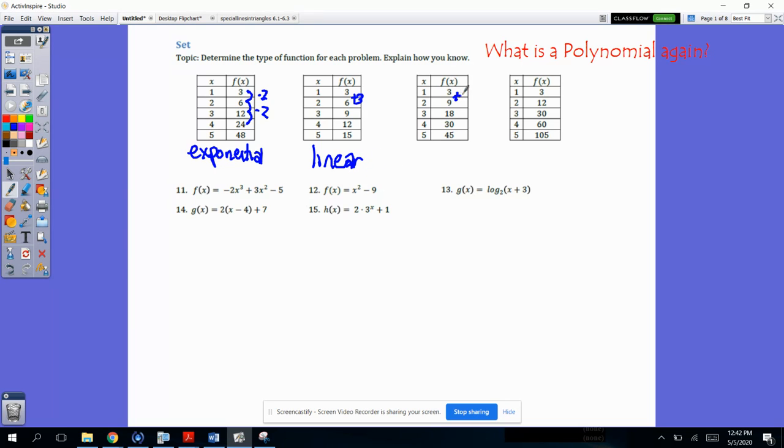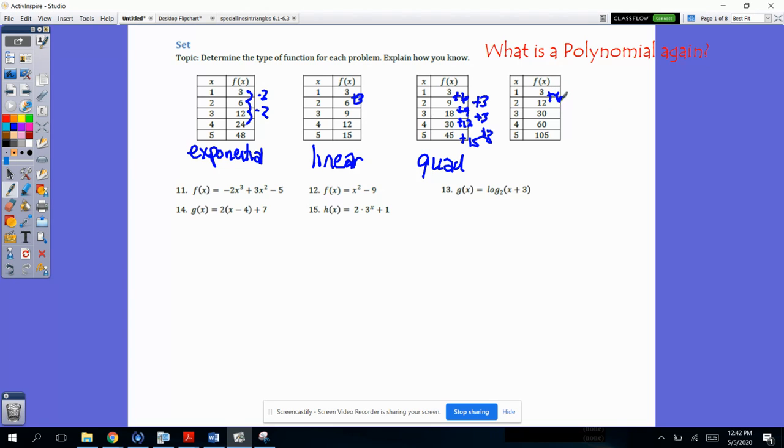This guy is plus 6. Then what do we have here? Plus 9, plus 12, plus 15. That's not constant. The first difference is not constant. In fact, this looks like a line because then the second difference is constant. So since the second difference is constant, we call that quadratic. It has a linear rate of change.